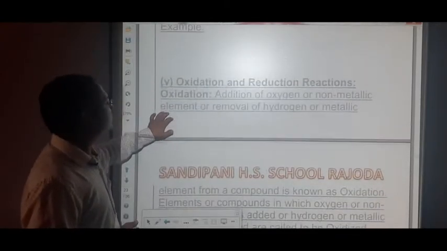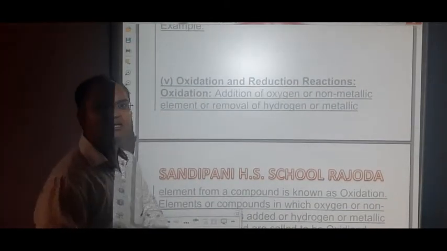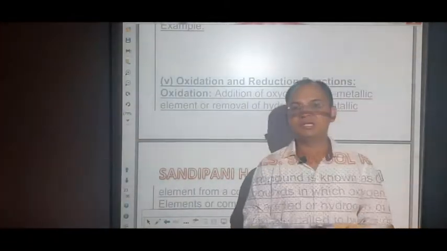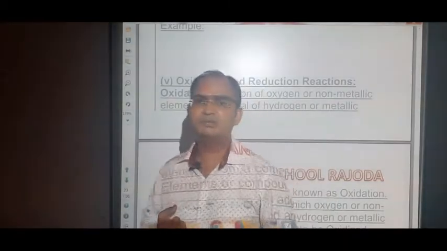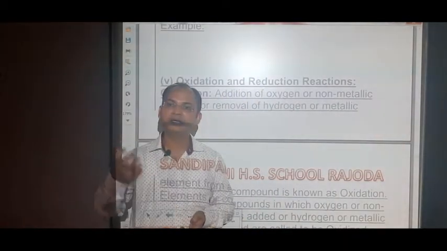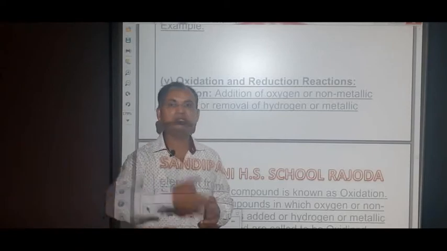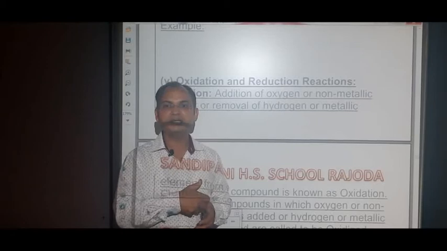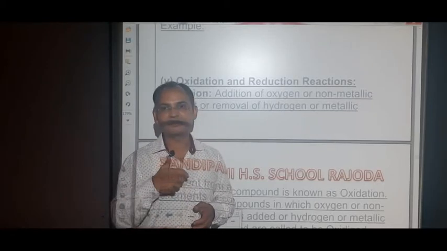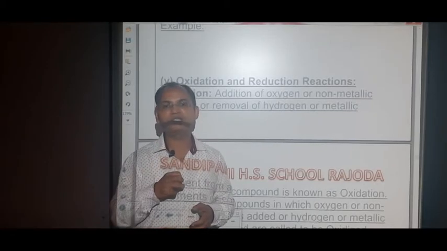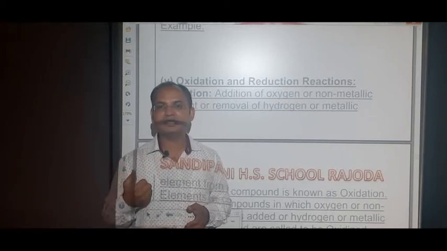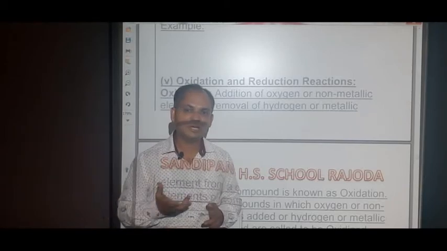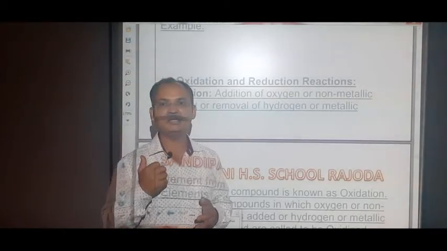The next type of reaction that we have seen was the oxidation and reduction reaction. In an oxidation reaction, whenever oxygen is added to any reactant or hydrogen is removed from the reactant, that reaction is known as an oxidation reaction. And just opposite to this, whenever the addition of hydrogen and removal of oxygen takes place, that is known as a reduction reaction. So these are the two types of reactions, oxidation and reduction.